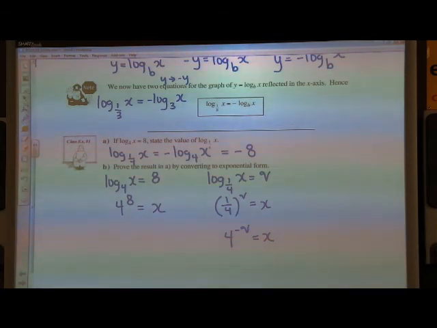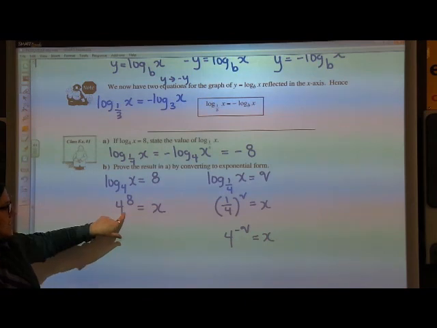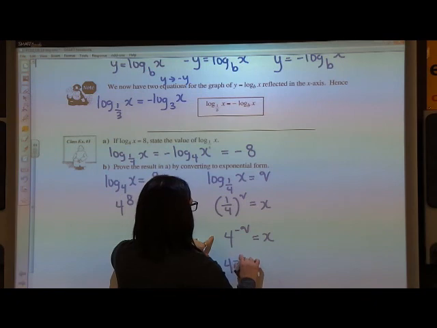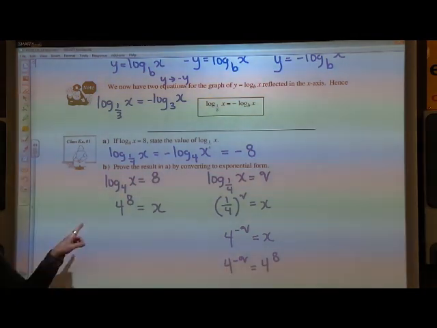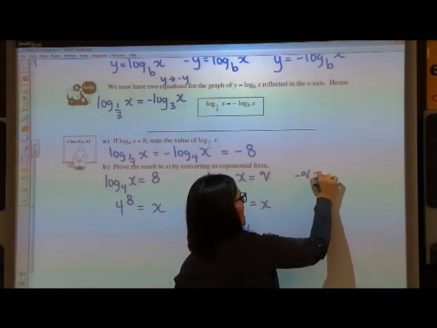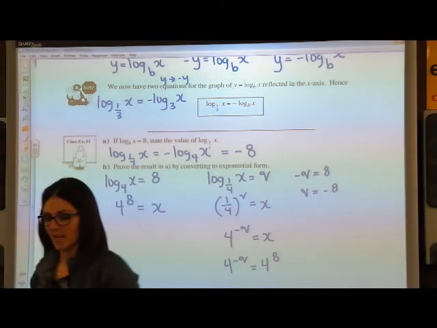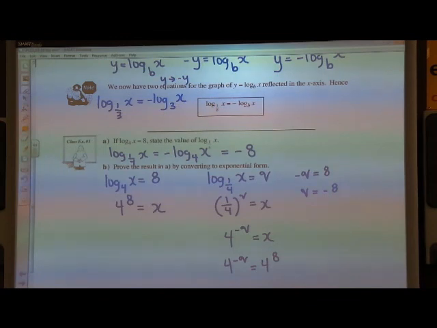So I get 4 to the power of negative b equals x. And what I have right here is that x has to equal 4 to the power of 8, which means 4 to the power of negative b has to equal 4 to the power of 8, because the x's are the same. So now I can let the exponents be equal to each other. Negative b equals 8, and then I have b equals negative 8. So it's just another way of writing the expression.